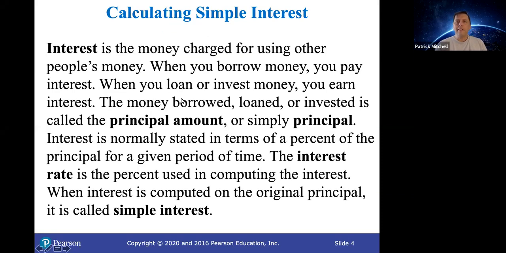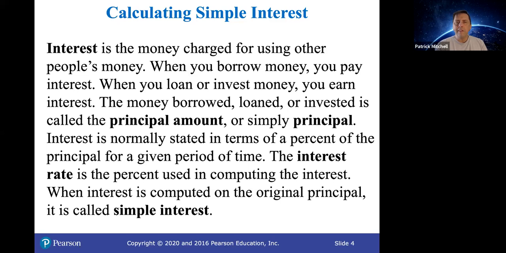So interest is the money charged for using other people's money. When you borrow money, you pay interest. When you loan or invest money, you earn interest. The money borrowed, loaned, or invested is called the principal amount or simply principal.